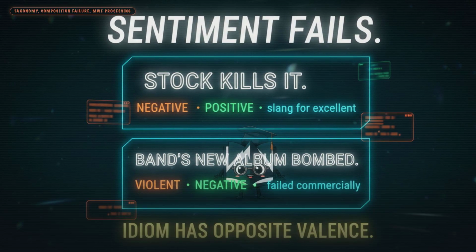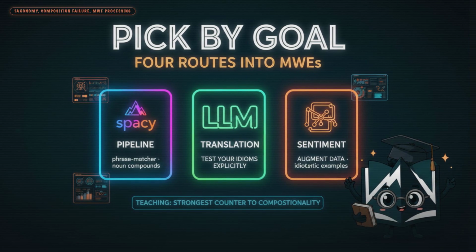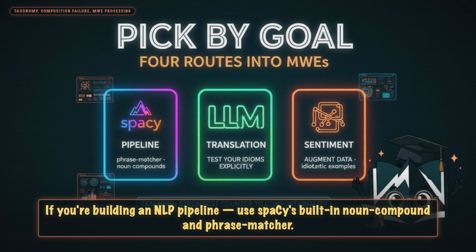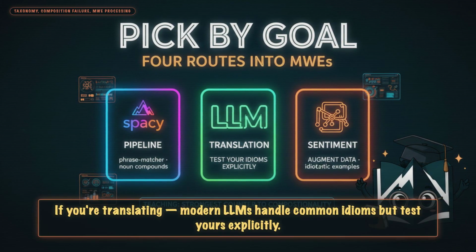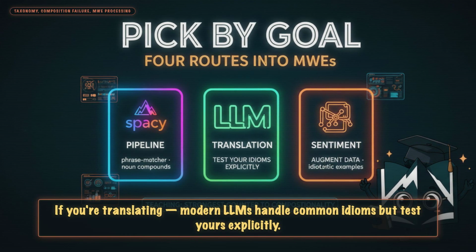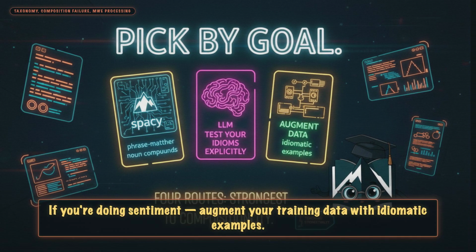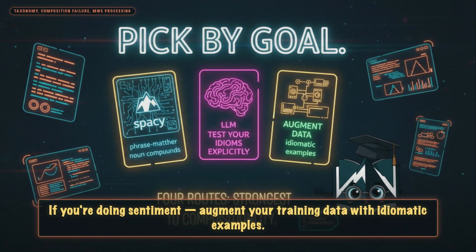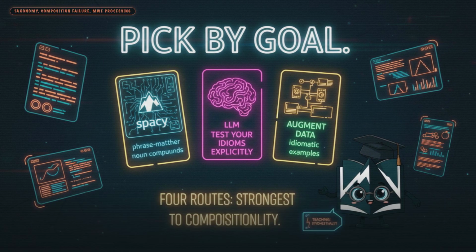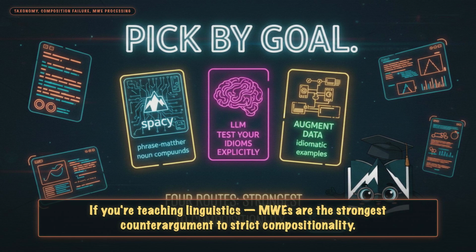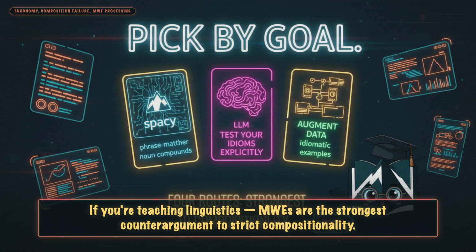Practical picks. If you're building an NLP pipeline, use spaCy's built-in noun compound and phrase matcher. If you're translating, modern LLMs handle common idioms but test yours explicitly. If you're doing sentiment, augment your training data with idiomatic examples. If you're teaching linguistics, MWEs are the strongest counter-argument to strict compositionality.